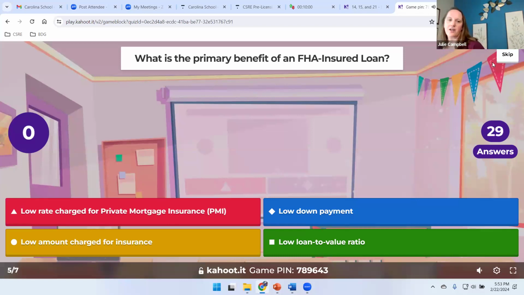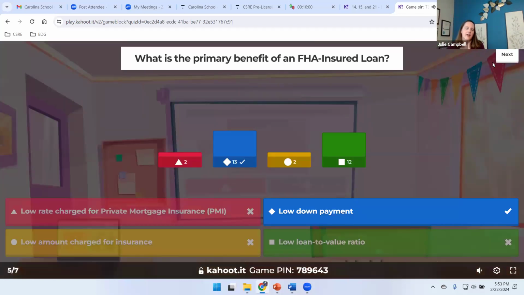Primary benefit of an FHA insured loan. It insures the lender, it offers a safety net. But the biggest benefit is for the borrower: low down payment. The borrower in some cases could bring like 3.5%, kind of like the VA loan where they may have 0 down payment. So for the borrower, the primary benefit is that low down payment.